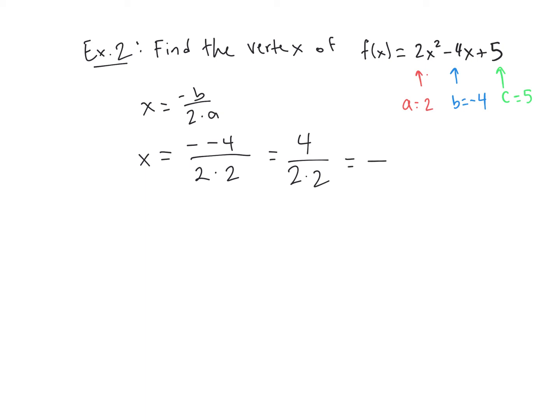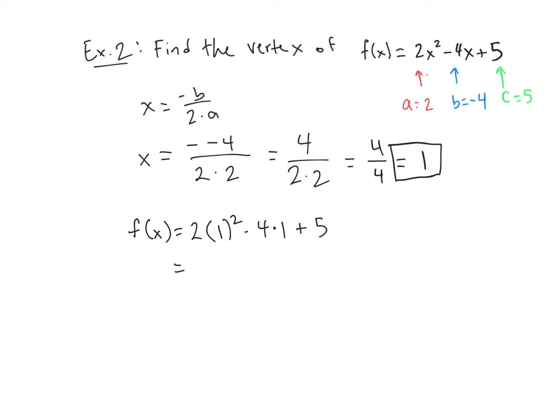Yeah, 2 times 2 is 4. 4 divided by 4 is 1. So hopefully you found x equal to 1. Now that we have 1, we can go ahead and solve for y. So once I have my x is 1, I can plug it in. So we'd have f of x equals 2 times 1 squared minus 4 times 1 plus 5.